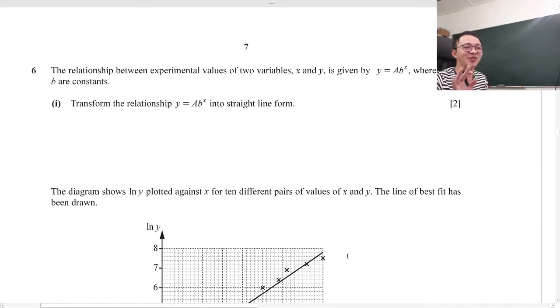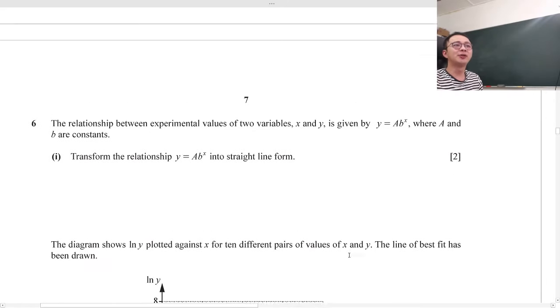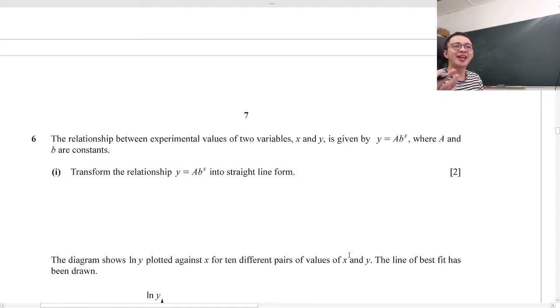Okay, we're a bit off the topic, so let's use the time wisely. We go to number 6 here. The relationship between the experimented values of two variables, x and y, is given by y equals ab power of x, where a and b are constants. Transform the relationship y equals ab power of x into a straight line form.